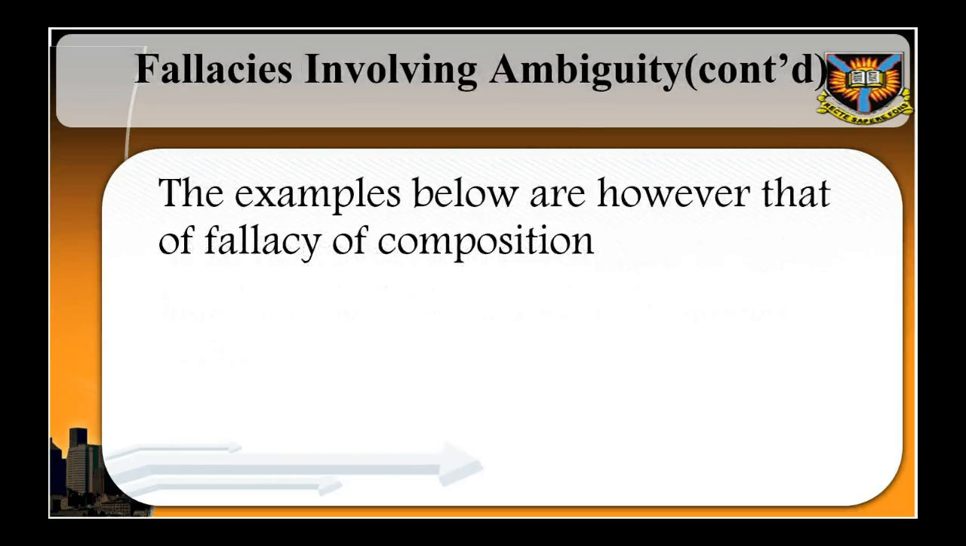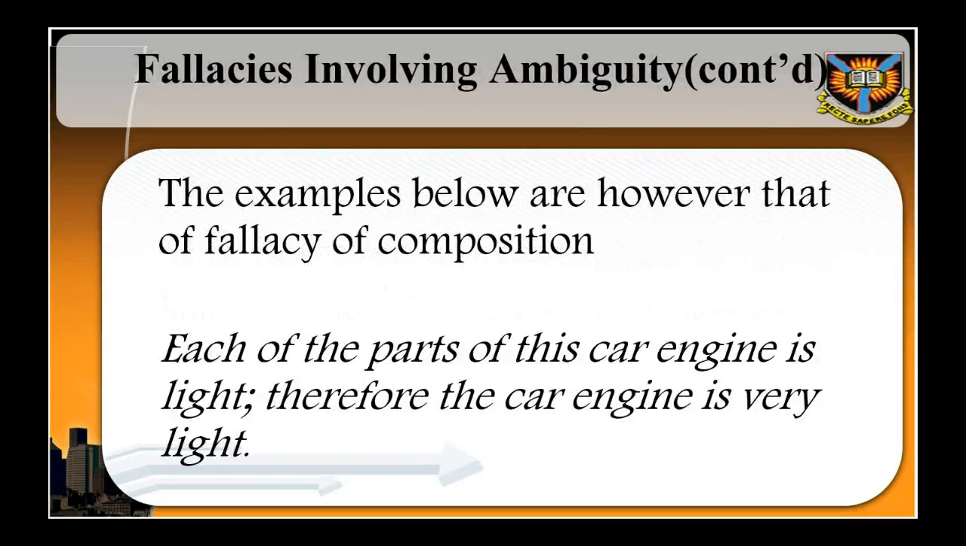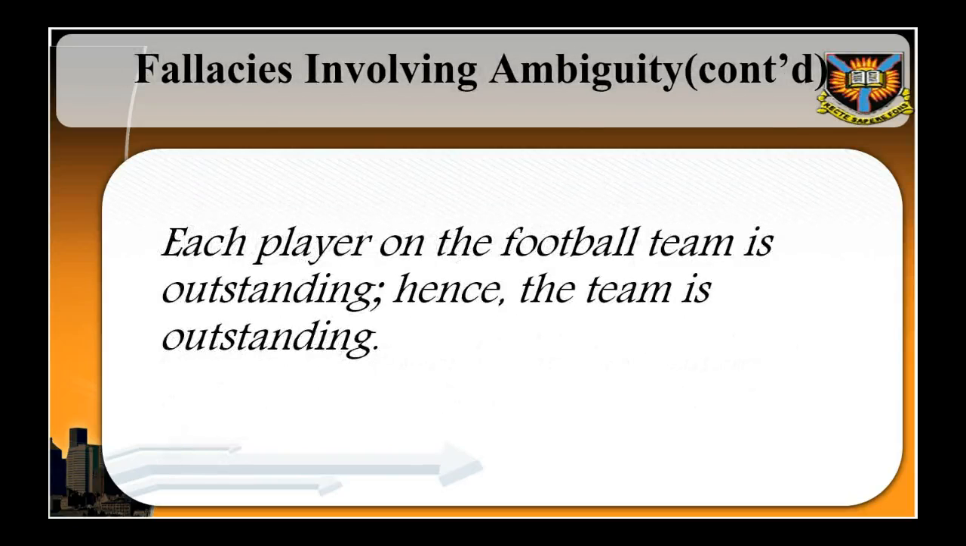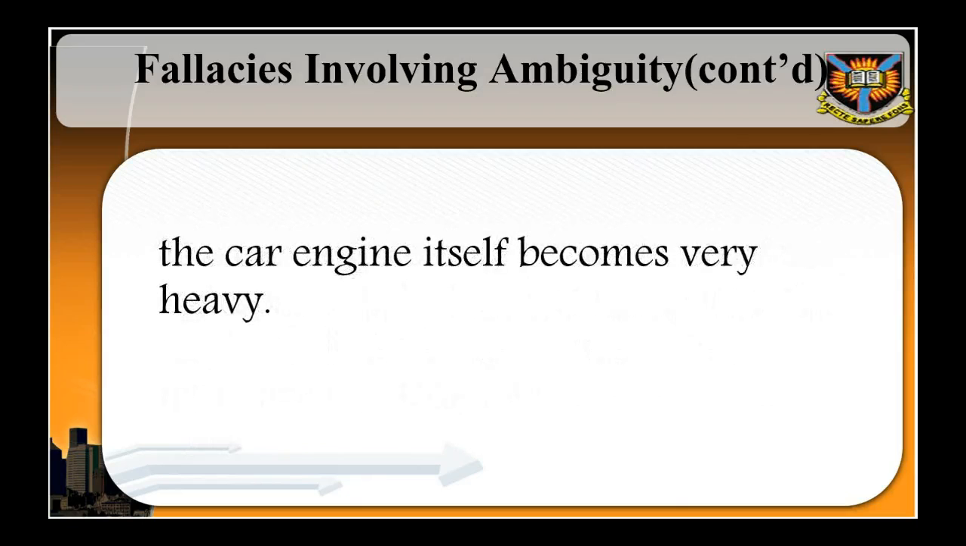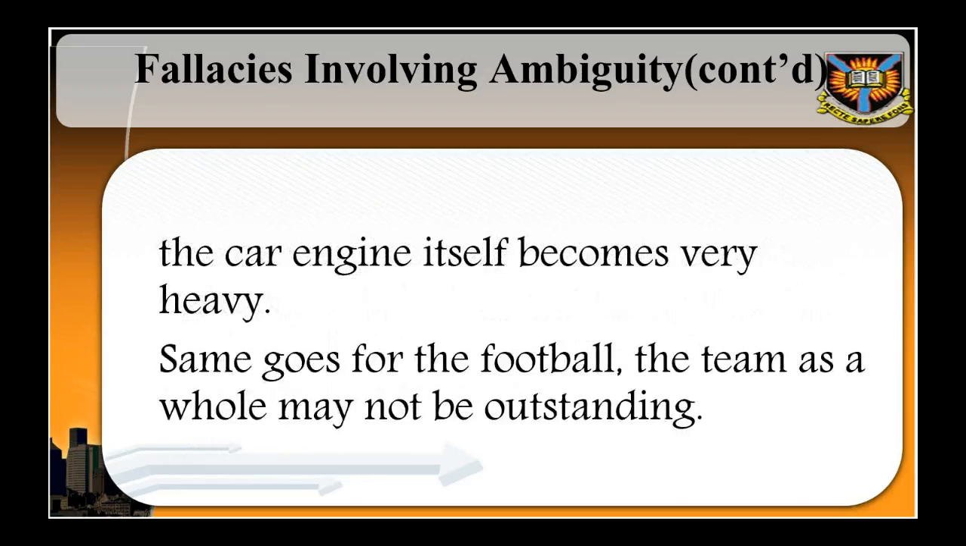The examples below are, however, that of fallacy of composition. Each of the parts of this car engine is light. Therefore, the car engine is very light. Each player on the football team is outstanding. Hence, the team is outstanding. Even though the car engine may be made up of very light parts, this does not mean that the engine is light, because when these parts are put together, the car engine itself becomes very heavy. Same goes for the football team. If there is no teamwork or adequate time to practice together as a team, the team as a whole may not be outstanding.